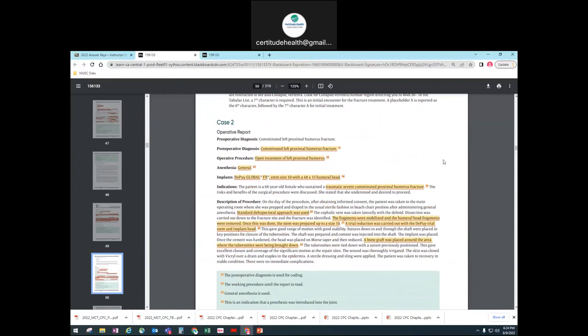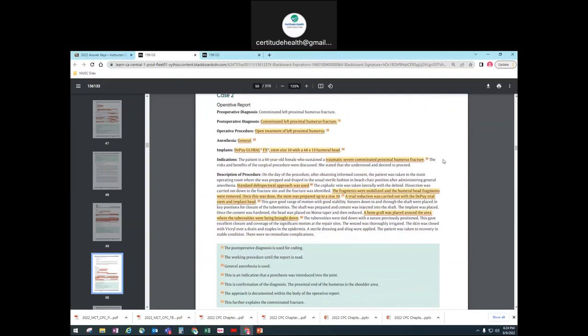That was case one that we previously looked at. There's case two, which is a humerus fracture, and they want us to code the open treatment of the left proximal humerus. So it's showing you here what are some of the keywords that you should be looking at. You have your post-operative diagnosis, which is what we code from, our primary diagnosis. The operative procedure is your starting point to know where in the CPT index you're going to go. So you're going to go open treatment. Actually, you can go to fracture, and I'm going to show you that.